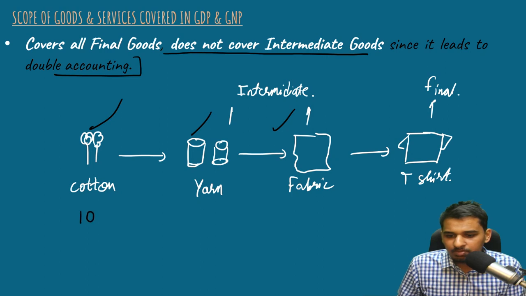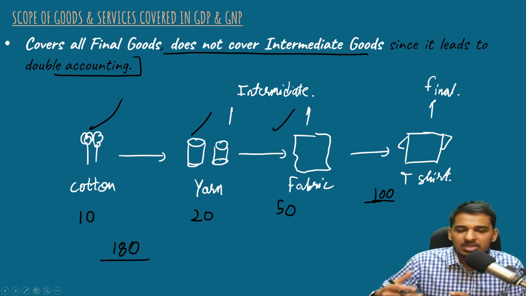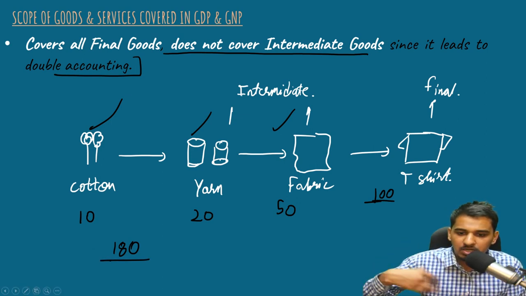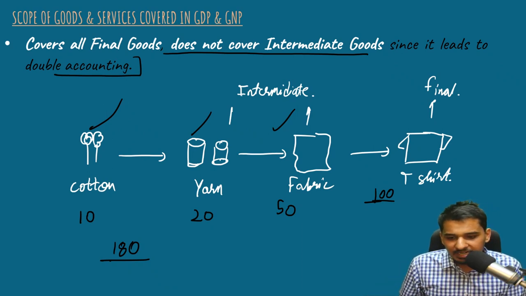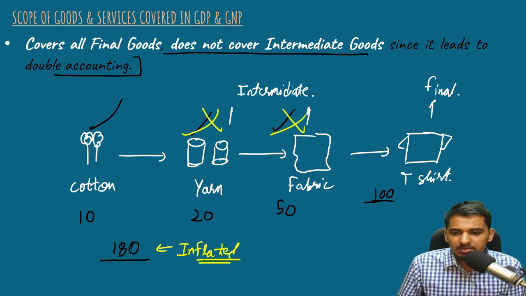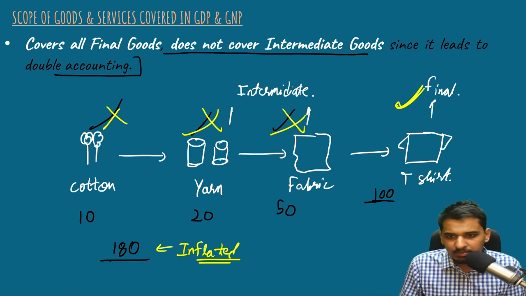Suppose this is 10 rupees, this is 20, this is 50, and say this is 100 rupees. If I now calculate the total cost, it will be 180. So a double accounting is taking place. I am taking the cost of cotton also, yarn also, fabric also, and t-shirt also. So this leads to inflated numbers, or inflated GDP. So you cannot include these ones. You will have to only include the final goods and services which are produced. Please do not include intermediate goods since it leads to double accounting.